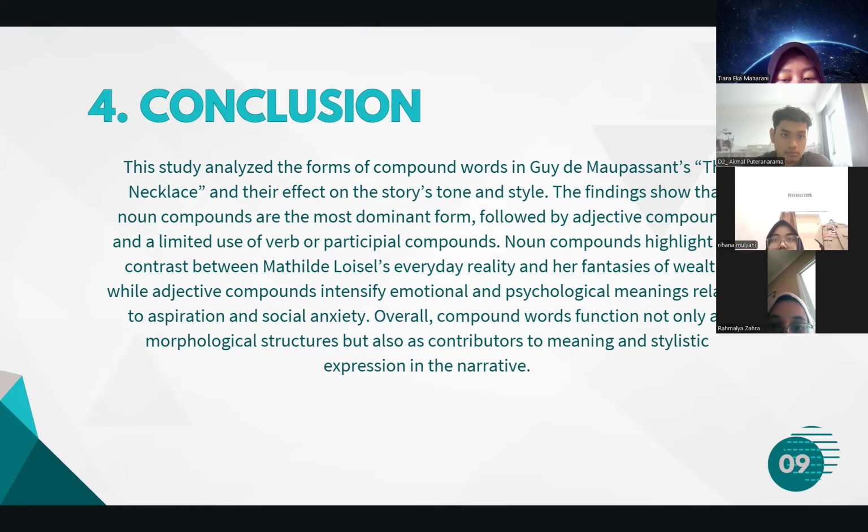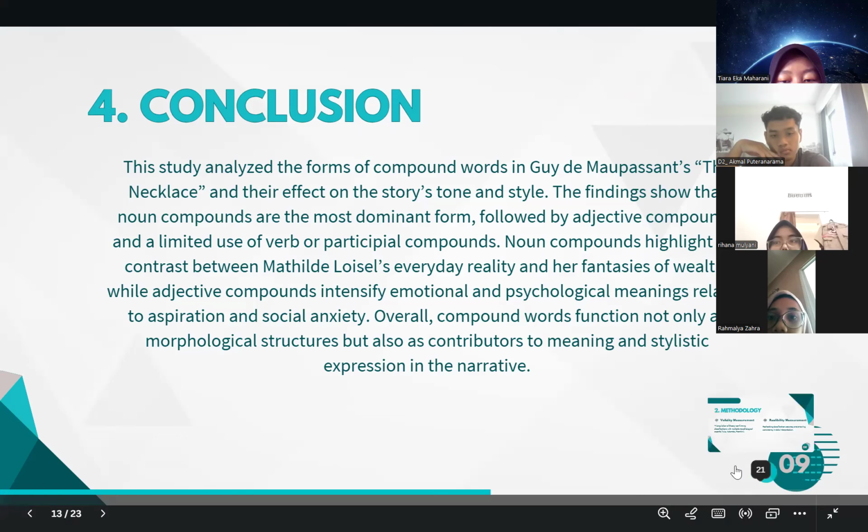Next is the conclusion. The study analyzed the forms of compound words in Guy de Maupassant's The Necklace and their effect on the story's tone and style. The findings show that noun compounds are the most dominant form, followed by adjective compounds and a limited use of verb or participle compounds. Noun compounds highlight the contrast between Mathilde Loisel's everyday reality and her fantasies of wealth, while adjective compounds intensify emotional and psychological meanings related to aspiration and social anxiety. Overall, the compound words function not only as morphological structures, but also as contributors to meaning and stylistic expression in the narrative.